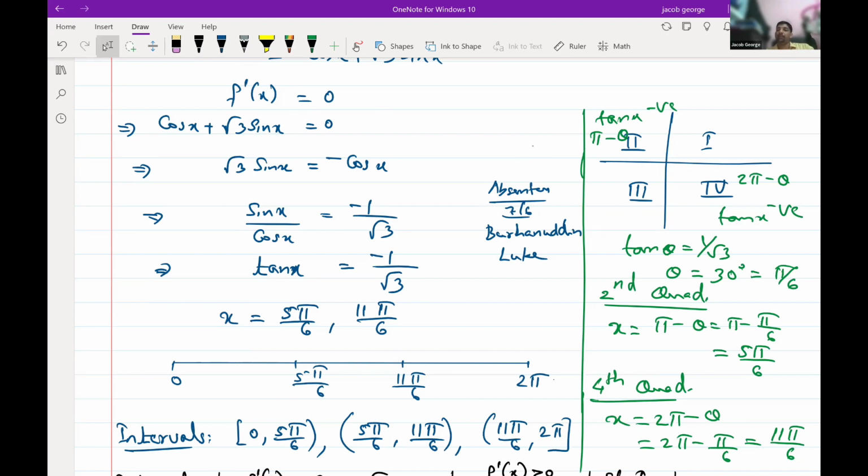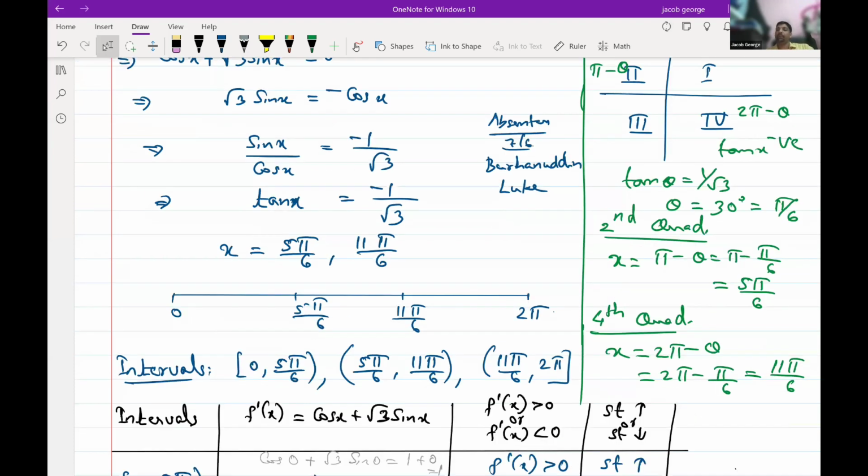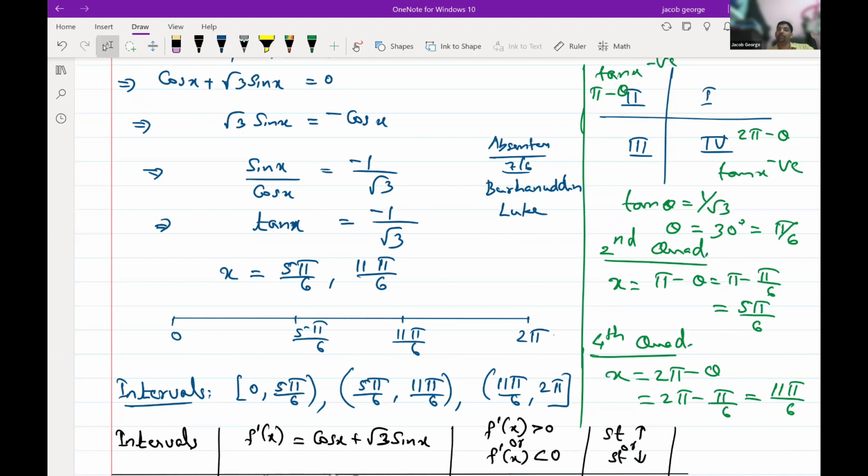That is pi minus pi by 6, or it is 5 pi by 6. Second quadrant value is pi minus theta, or we get 5 pi by 6. And the fourth quadrant value is 2 pi minus theta, or 2 pi minus pi by 6, that is 11 pi by 6. And the fourth quadrant, because tan is negative, so we take the angles in second and fourth quadrant.